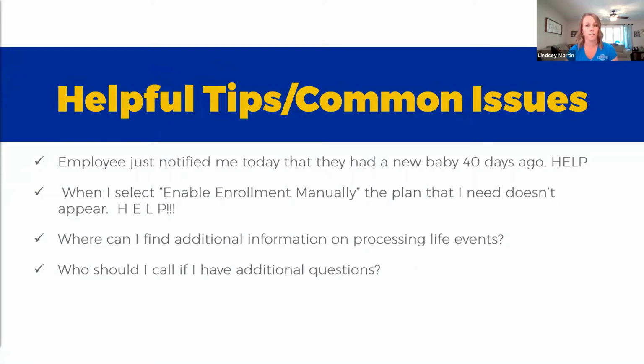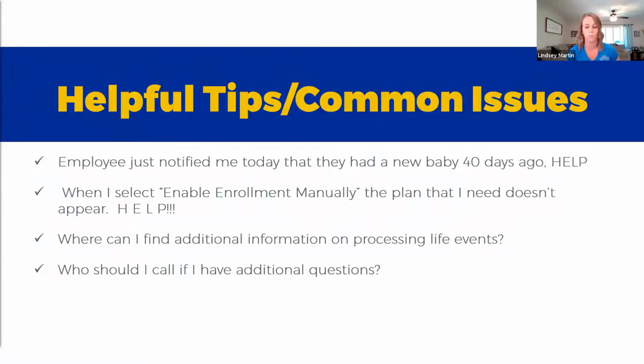When we do find that we're outside of that window, we have employers that will select enable enrollment manually. When you do, it's very important to know that if you are doing life events in a timely manner, you should always use the life event that applies to the specific situation. That is very important for ACA purposes. That way it can choose the right waiting periods and the term dates, and when the 1095-C forms go out, they show the correct coding.